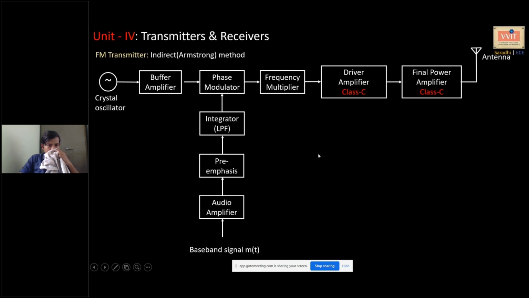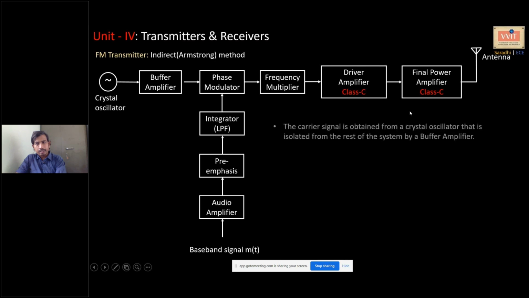What we have is one new block, which is called the pre-emphasis block, right? And the remaining blocks you can easily understand, which I have already discussed: what is a frequency multiplier, what is a phase modulator, and this is simply a modulator, okay. And this buffer amplifier is to isolate, okay. And this is the message signal, audio power amplifier, pre-emphasis, where the pre-emphasis is before the modulator, and these are power amplifiers, right?